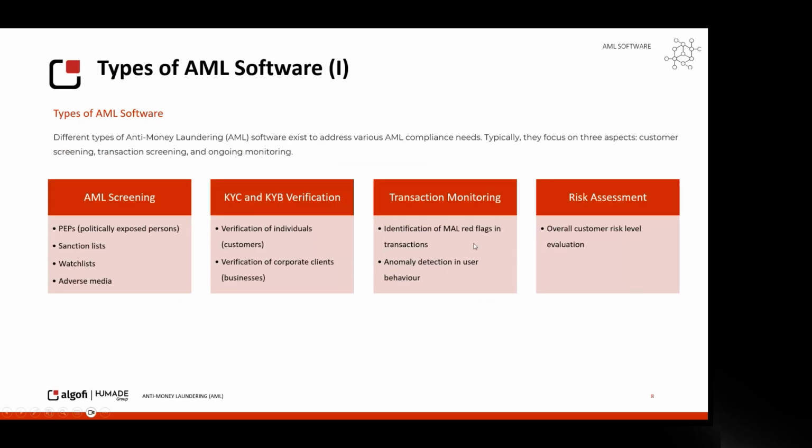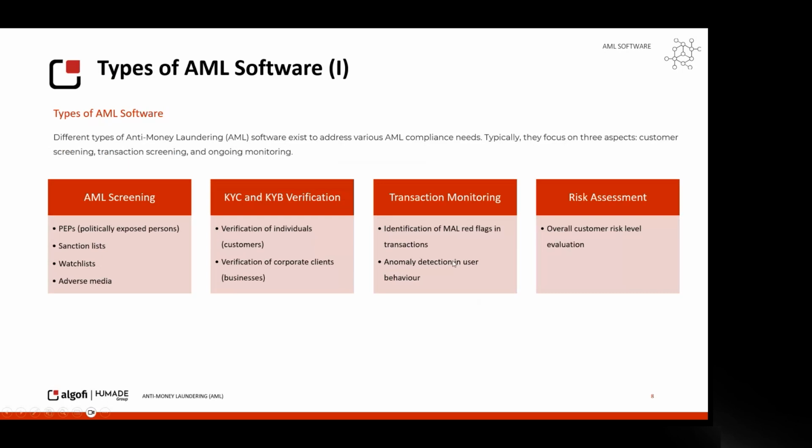Types of AML software. Different types of anti-money laundering software exist to address various AML compliance needs. Typically, they focus on three aspects: customer screening, transaction screening, and ongoing monitoring. So we have AML screening, KYC and KYB verification, transaction monitoring, and risk assessment. And we will be going through each of them separately.